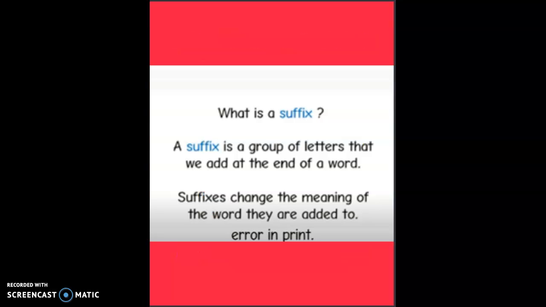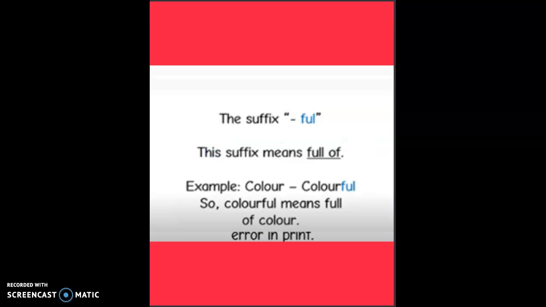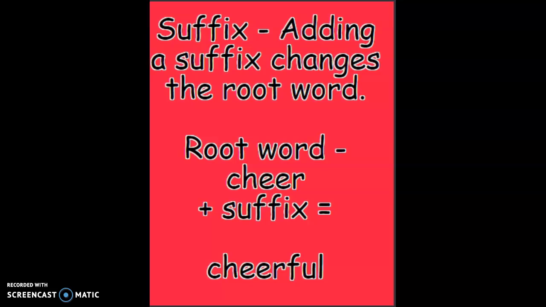A suffix is a group of letters that we add at the end of a word. Remember, suffixes change the meaning of the word they are added to. For example, the suffix ful means full of, in other words, a lot. An example is color. The word color becomes colorful. So, colorful means full of color. Another example of adding a suffix to the root word: the root word is cheer plus a suffix. We say it is cheerful because a suffix is added to the back of the root word.